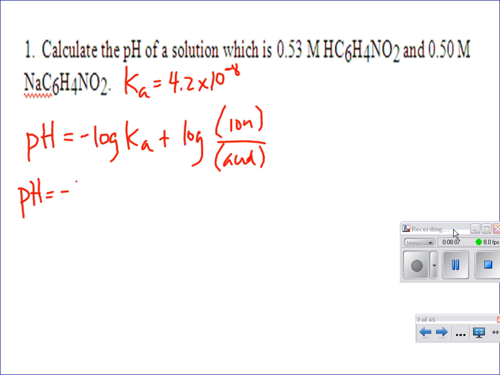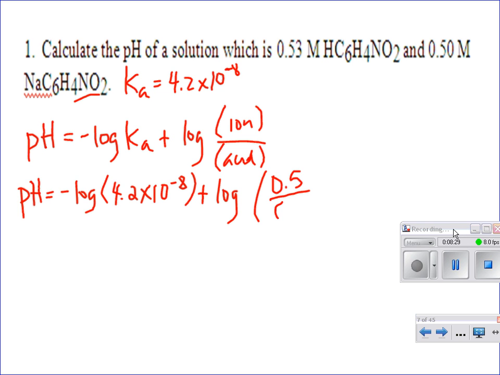This is it. Negative log 4.2 times 10 to the negative 8 plus the log. What goes on top? Which one? The ion. Where's the ion coming from? It's the salt, right? So what's the concentration? 0.5 over 0.53. Plug that into your calculators and solve, and we need 2 sig figs, 2 decimal places in that pH. So we get a pH of 7.35 just by plugging that into the calculator.